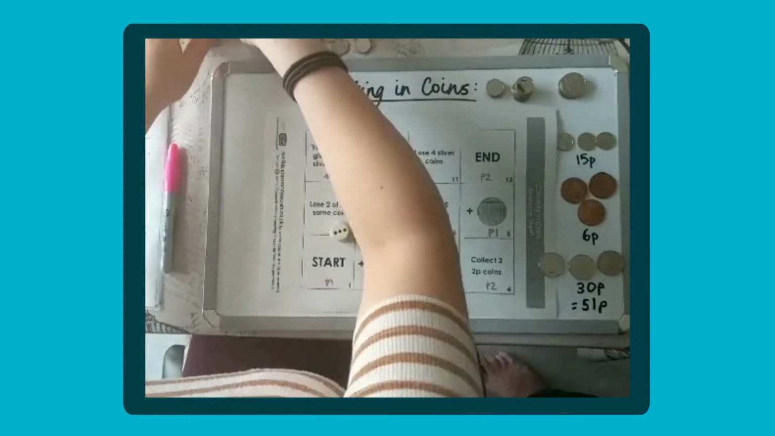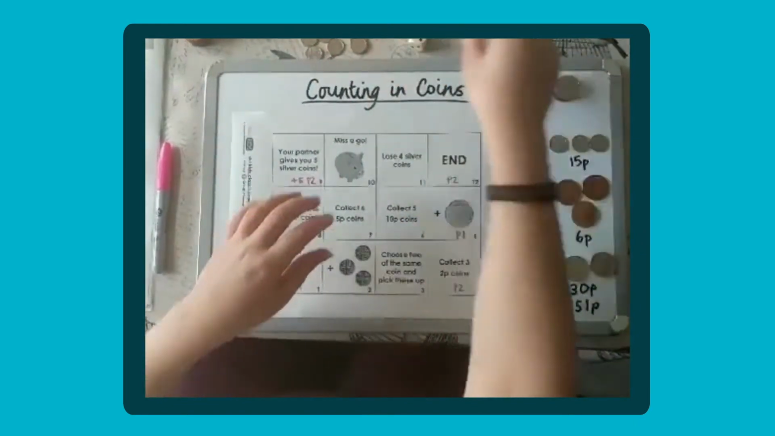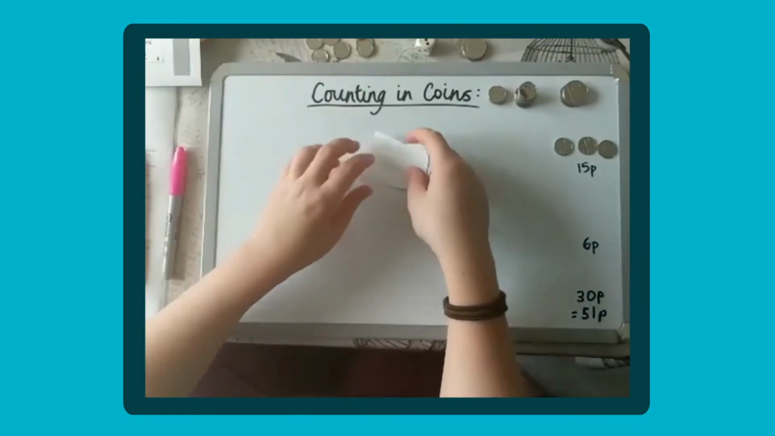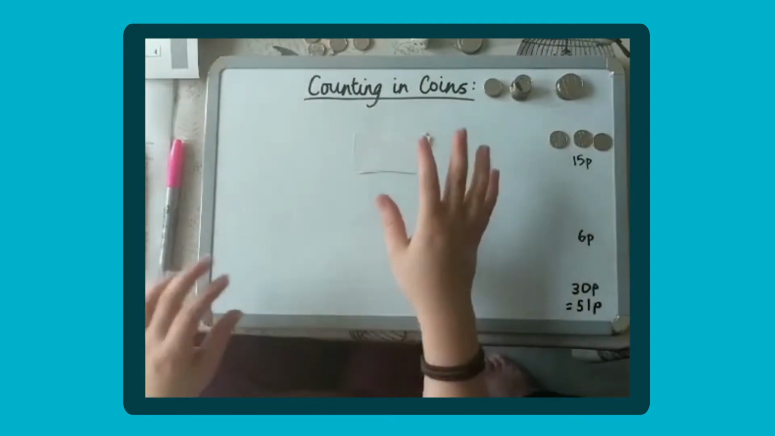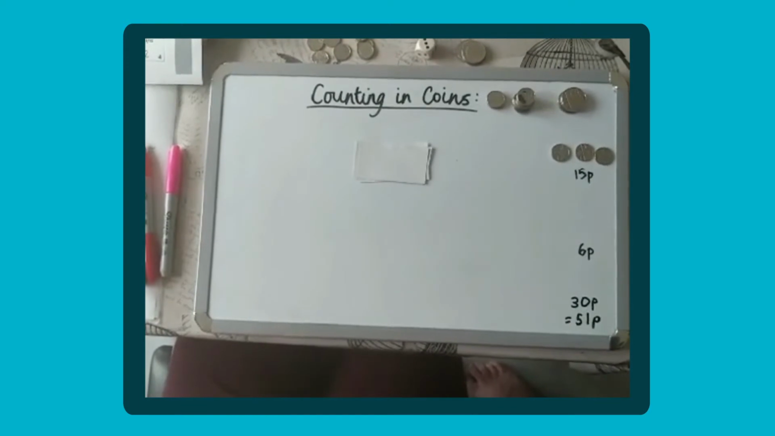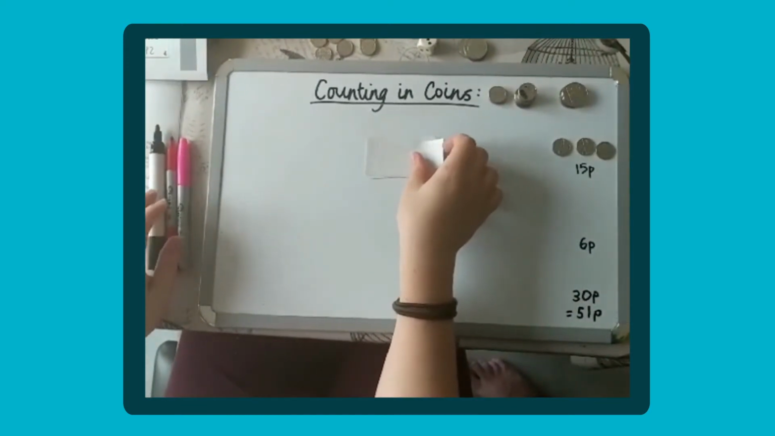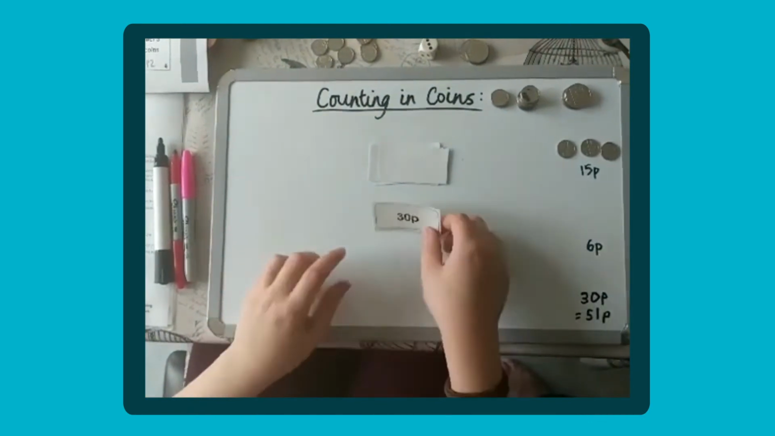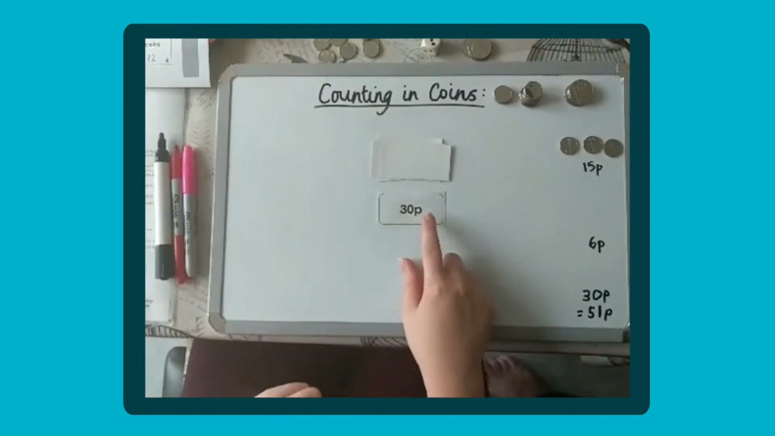So this is a single player activity. For this activity, we are going to use some flashcards, and these flashcards have totals written on them. And I've called this activity Make This Money. So a child will turn over a piece of paper or a flashcard, and this reveals a target amount of money. So they need to make 30p.